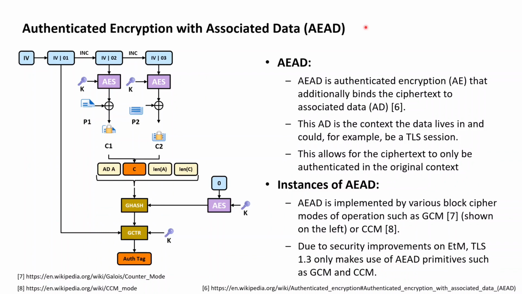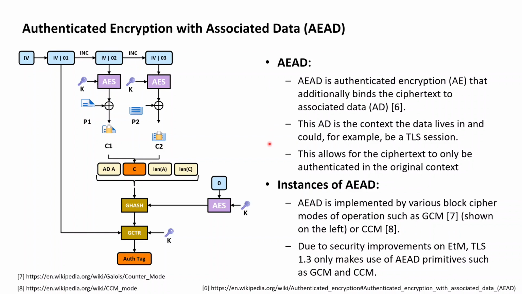Authenticated encryption with associated data is authenticated encryption that additionally binds the ciphertext to associated data. This associated data can be understood as the context that the data lives in and could, for example, be a TLS session or header fields of a data package where the payload of the data package itself is then encrypted.